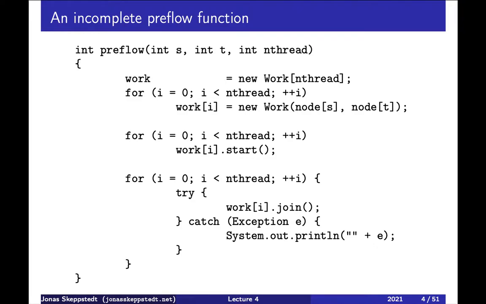And a preflow function may look like this. So if you have the index to the source and the sink nodes and the number of threads, and declared an array of Work, it should have Work array with no dimension as the type for this variable. And then you create the array and create the threads. And then start the threads and then wait for the threads to terminate.